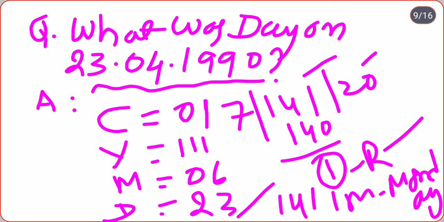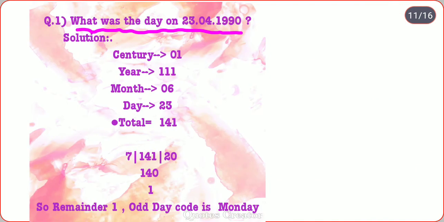So extra 1 day is equal to remainder 1, which is Monday according to the day code. Shall we go to the model example? Okay, are you understanding? Shall we go to the model?